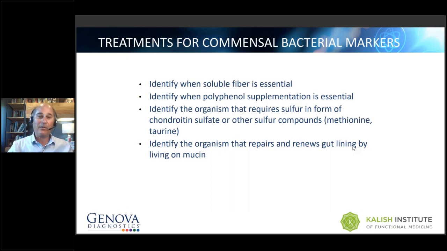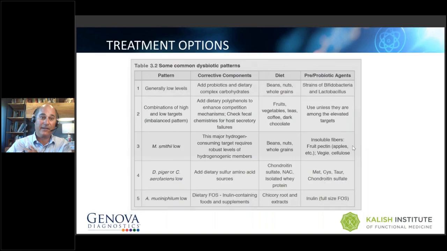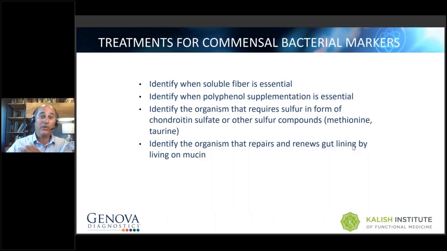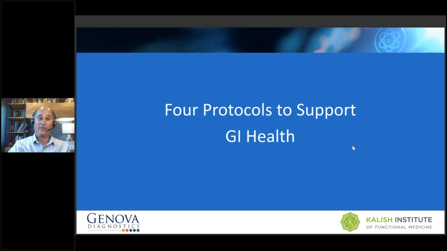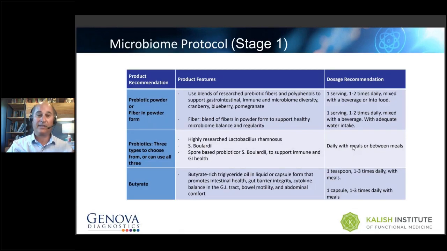And then here we go. When we look at the labs now, we're going to identify when soluble fiber is essential, when a polyphenol is essential, when you're going to use sulfur. That's for D. piger. You can use sulfur compounds to treat that. That's on the list here, okay? And then mucin repair is Akkermansia. And then this is really obvious. If these markers are low, you can use butyrate if the short chain fatty acid markers are low. And here are some protocols then to start to think about.